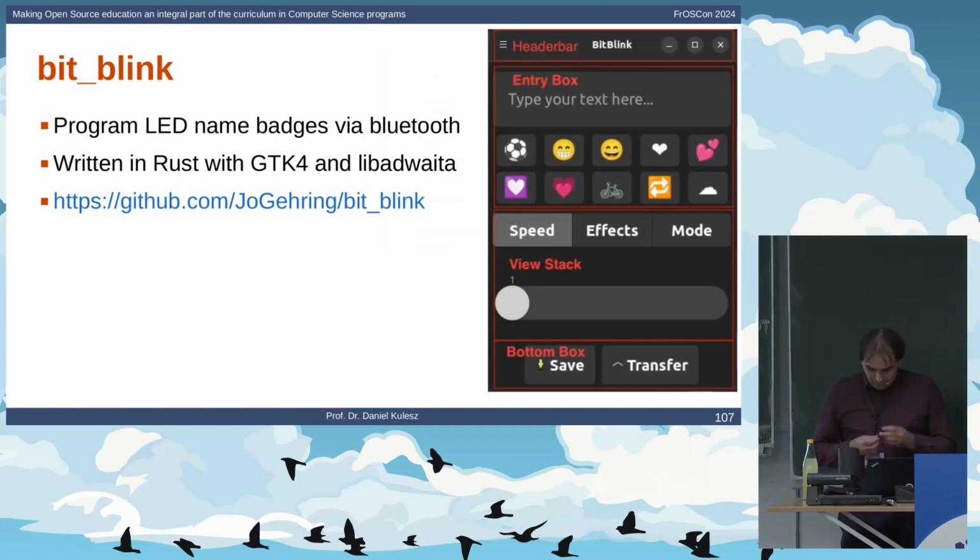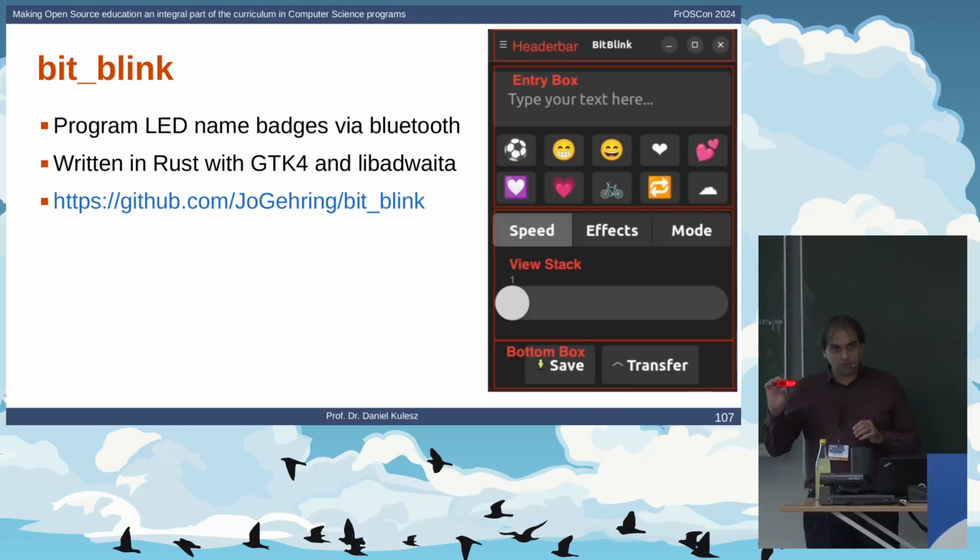And then BitBlink. Maybe some of you have these nice name badges here. Maybe you've seen somebody here at the conference, or some people selling these name badges. Usually there is just an application for Android, at least an open source application, where you can program these badges. And I was a bit unhappy that it's only available for Android. So we made a project with students who have written an application in Rust, using libadwaita and GTK4. You can even run it on the Mac or on Linux Mobile, and you can use it to program these badges.